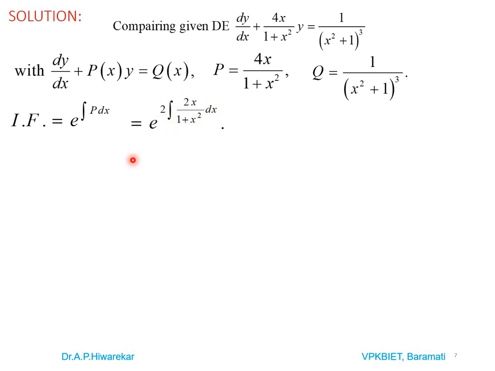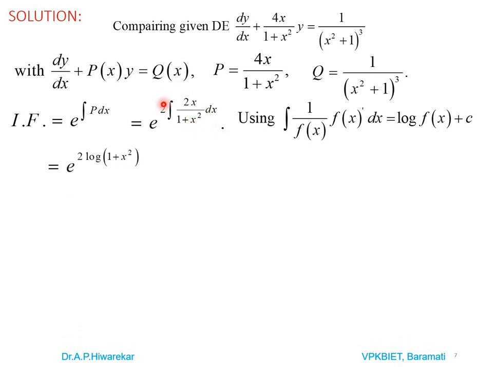Since we have to integrate this, we know the standard formula given by integration of 1 by f(x) into f dash x dx is equal to log of f(x) plus c. So here the derivative of 1 plus x square is 2x, so f(x) we have is 1 plus x square. So the integration of this term is e power 2 as it is, and the integration of this term is log of 1 plus x square.